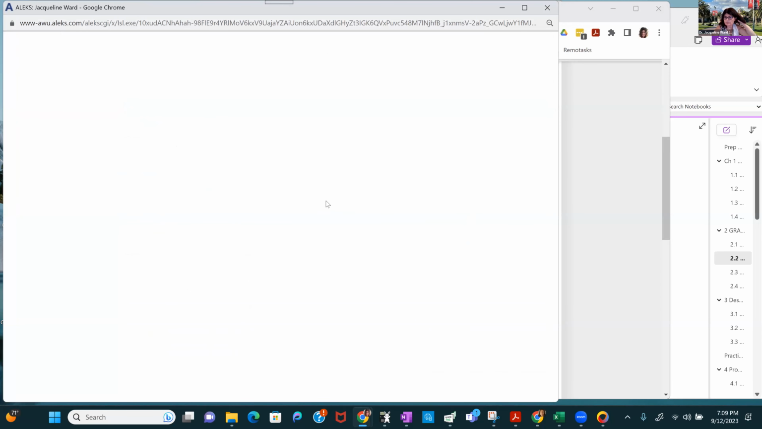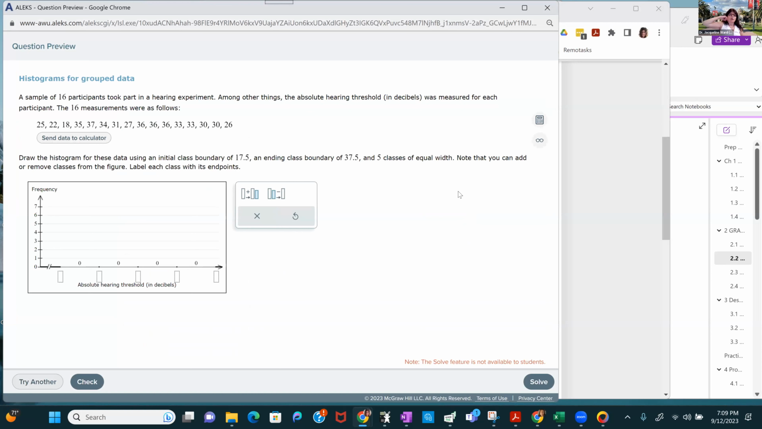Number 10. All right, so now they're asking you to create the classes and to draw the histogram. So a sample of 16 participants took part in a hearing experiment. Among other things, the absolute hearing threshold in decibels was measured for each participant, and here are the 16 measurements. Draw the histogram for these data, including an initial class boundary of 17.5 and an ending class boundary of 37.5, and you need 5 classes of equal width.